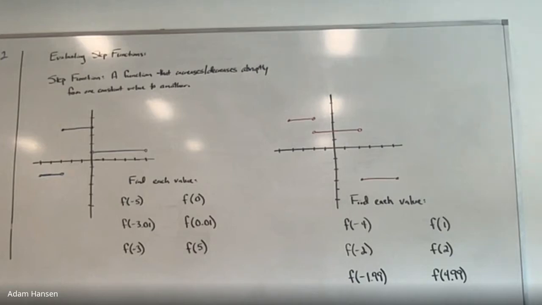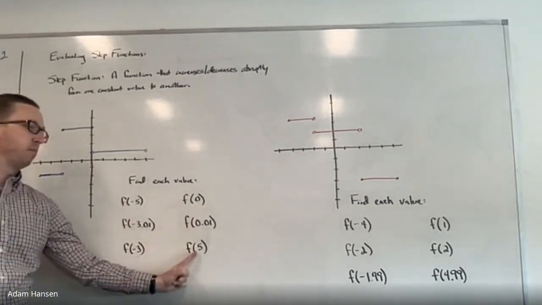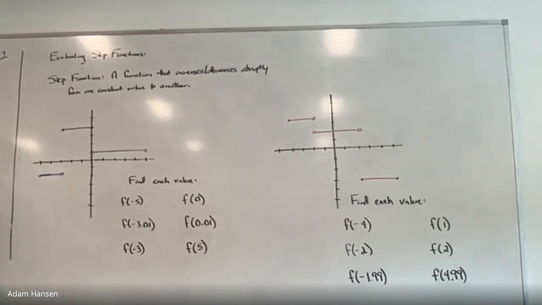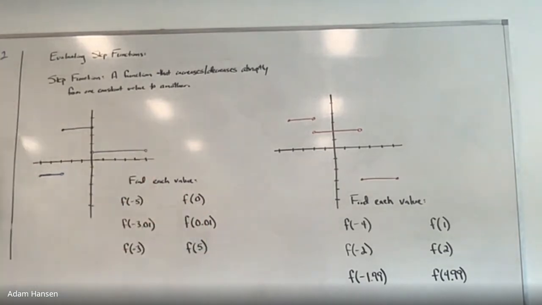Our goal is to take the graph of a piecewise function, to take this step function, and find the value of these points below. Just like I had you plug in some numbers given an equation of a piecewise function, now you're going to take the graph of a piecewise function and use it to find the value of the function at several different points. Does that make sense?